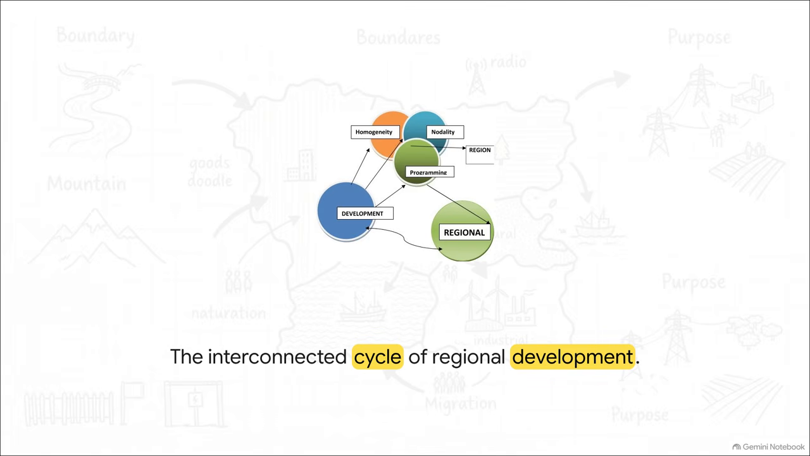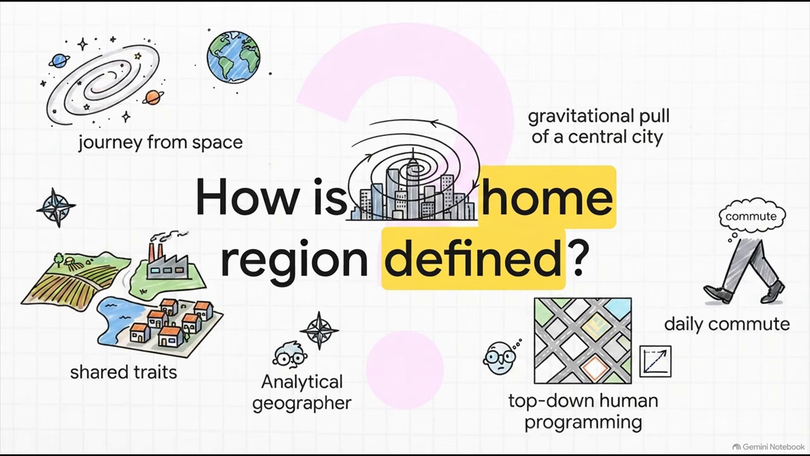It's amazing. We've journeyed from the boundless, structureless void of space all the way down to the intricate cycles of human development. So I want to leave you with a bit of a challenge. Tomorrow, when you're on your daily commute or just walking through your neighborhood, try looking at it through the analytical eyes of a geographer. Ask yourself, is the place you call home defined by shared traits, the gravitational pull of a central city, or is it a product of top-down human programming? The answer might just change the way you see your place in the world.